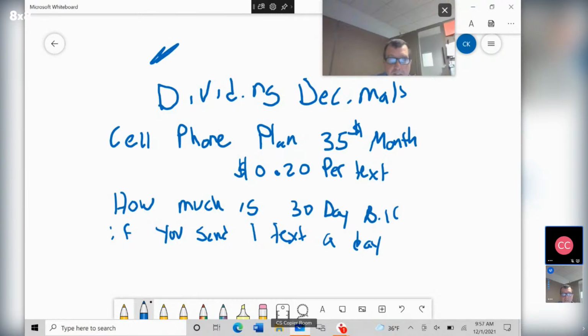We're going to continue today to work on decimals. Instead of multiplying, we're going to go dividing today.